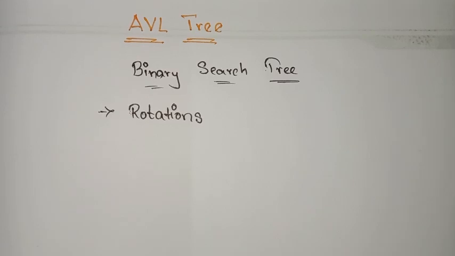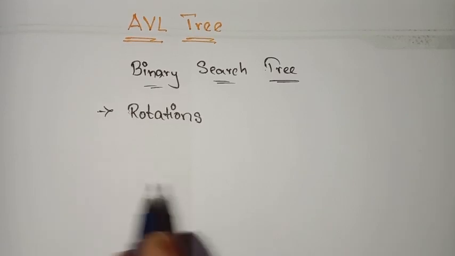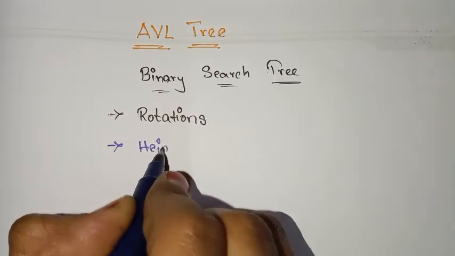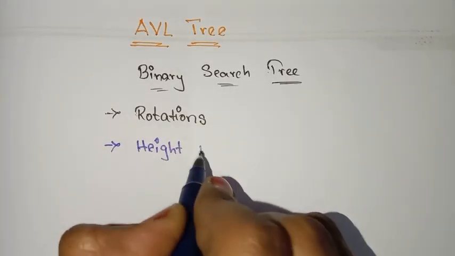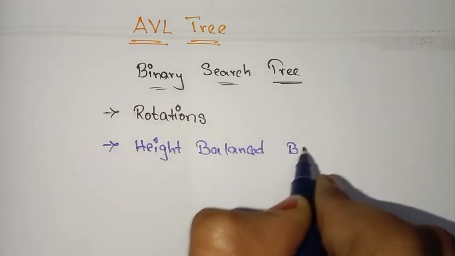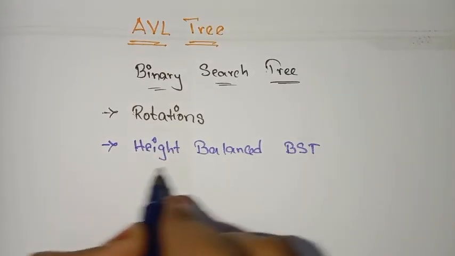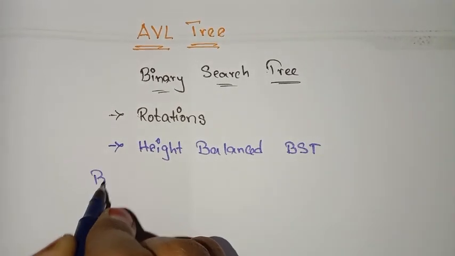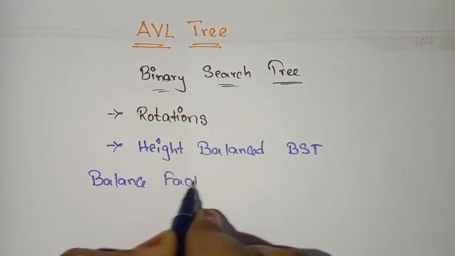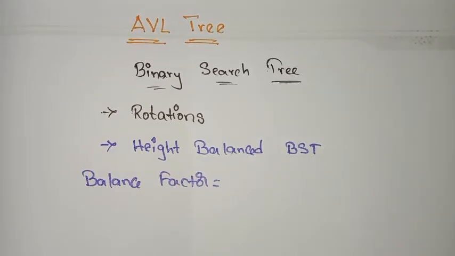Another important thing is that this tree is a height balanced binary search tree. Here we are going to have the balancing factor. So how do we find this balance factor?